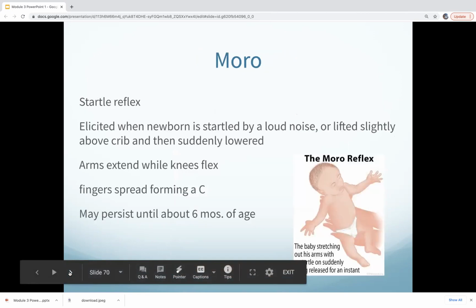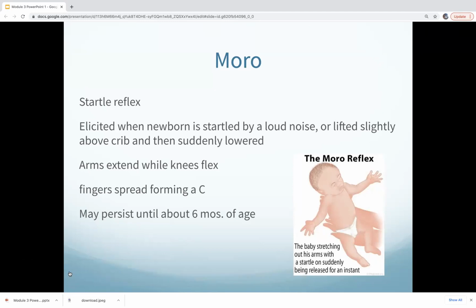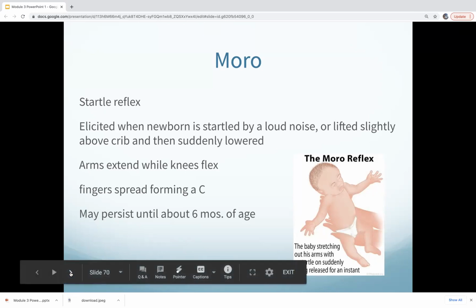Moro is that startled response. They get scared. You can do that by clapping really loud, or the baby is lifted slightly above the crib and then kind of suddenly lowered. Of course, you're holding them. Their arms will extend, their knees will flex. Their fingers will kind of form a C, and that'll persist to about 6 months of age.